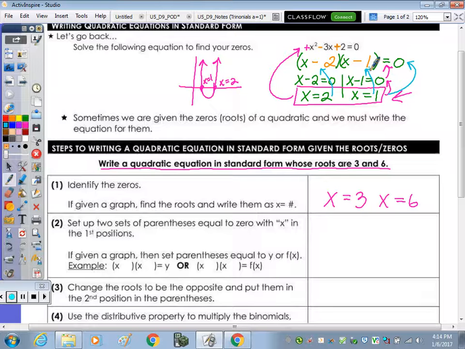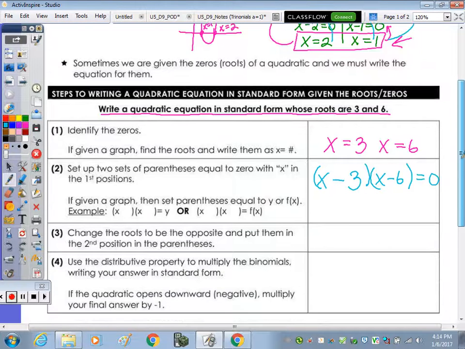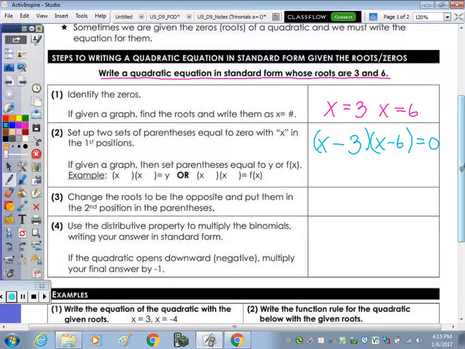So step number 2, set up the two parentheses equal to 0 with x in your first position. So this is the next step we're going to do. And since the root was 3, this must have been x minus 3. If this root is 6, it must have been x minus 6, as it's the opposite sign. Change the roots to be the opposites and put them in the second position. So really these two go together, so this line could have been removed.